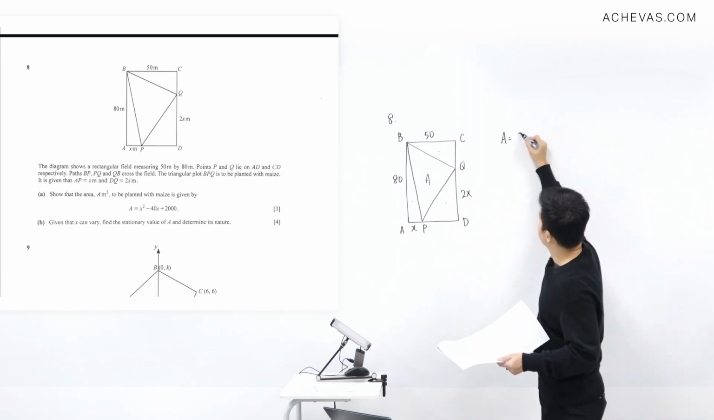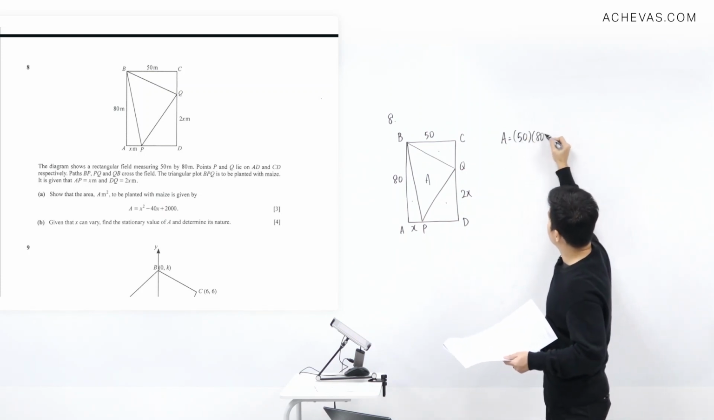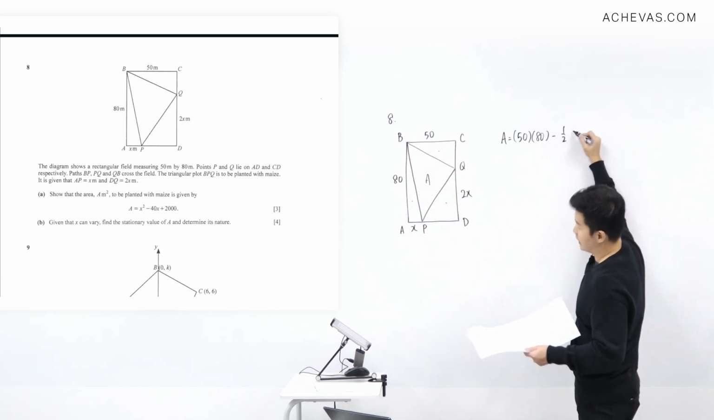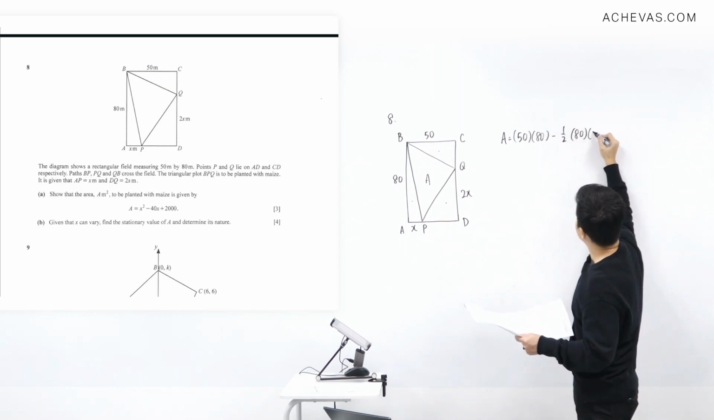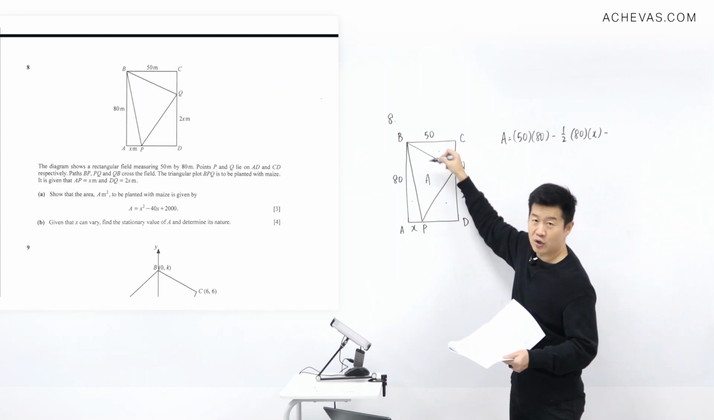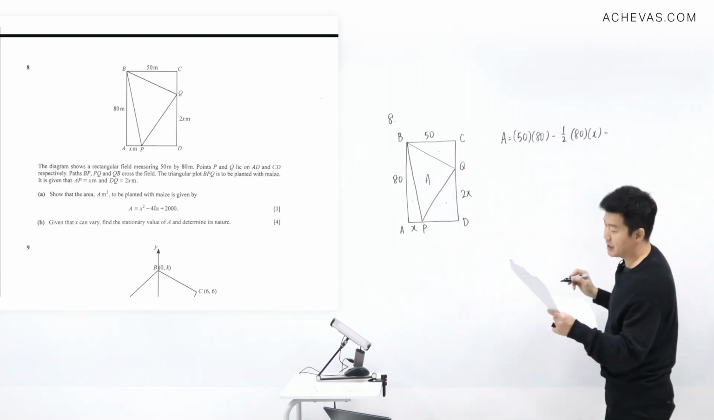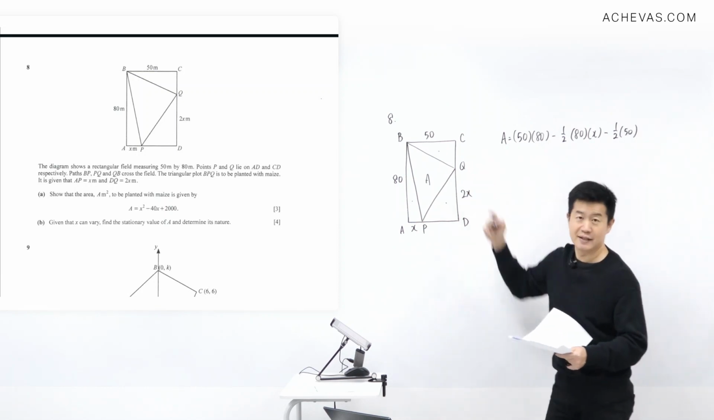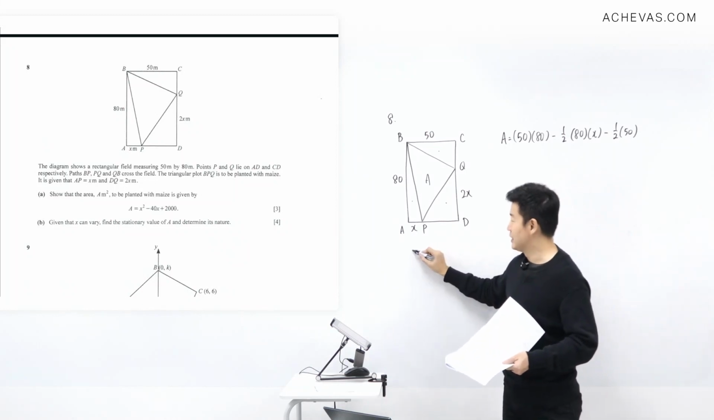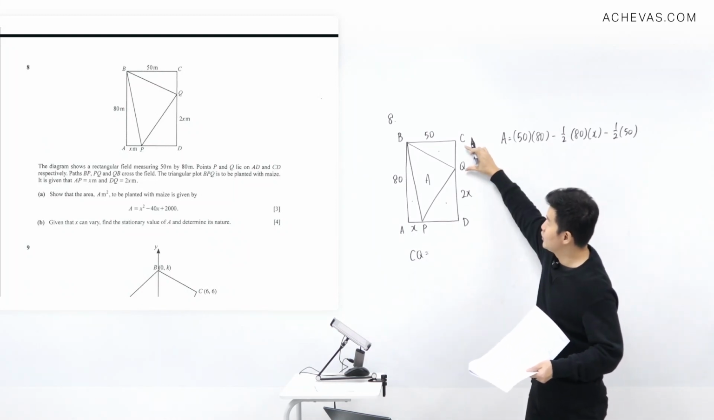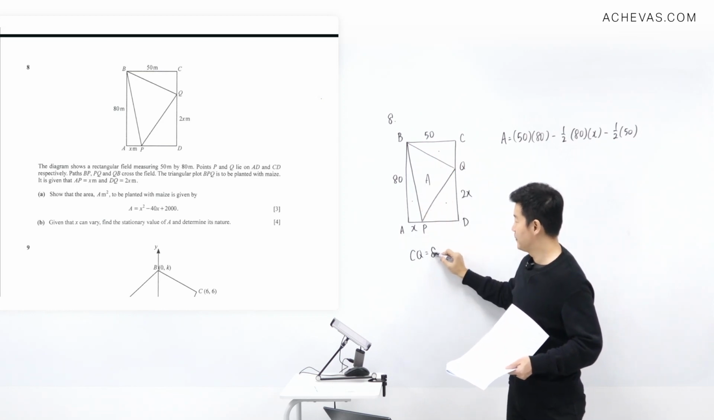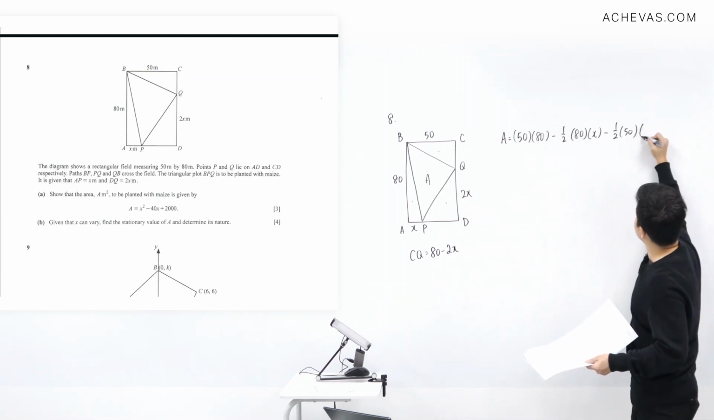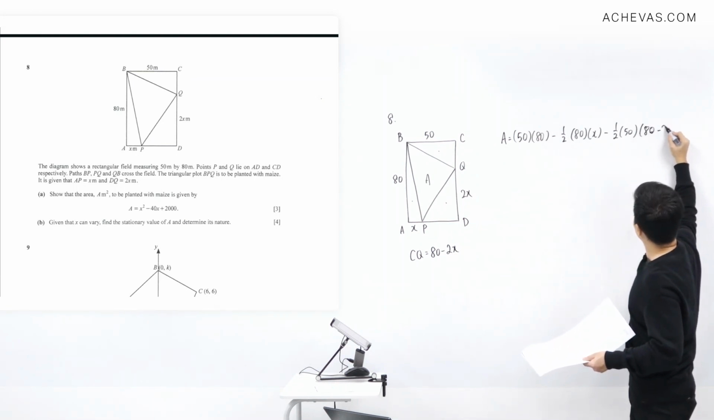So the area A is going to be the area of the entire rectangle, which is equal to base times height. So 50 multiplied by 80, minus away the area of this triangle. So it's going to be half times base times height, minus away the area of this triangle, which is also going to be half times base times height. So it's going to be equal to half times base 50 multiplied by this CQ. But we don't have CQ yet, but it is very easy for us to derive CQ. What is CQ? CQ is going to be 80 minus away 2x. So this is going to be CQ. So this is here 80 minus away 2x.